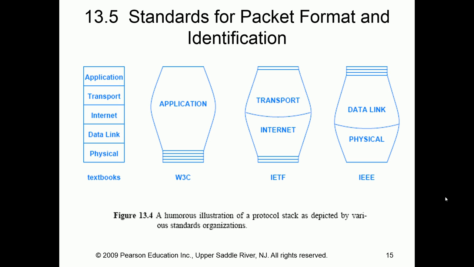So, when we talk about the World Wide Web Consortium, W3C, they are mainly focused with the Internet and Transport layer. When we talk about IEEE, they're mainly focusing on the bottom layers. When we talk about IETF, the Internet Engineering Task Force, they're mainly focused on the middle layers. This is just an example of how we're locating these different standard groups as we talk about our textbook.